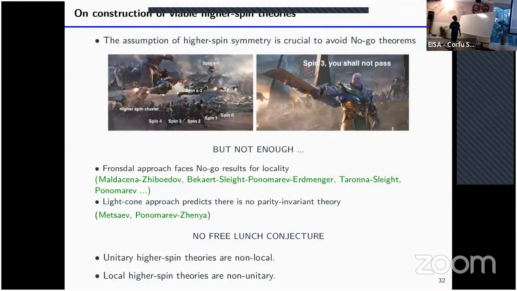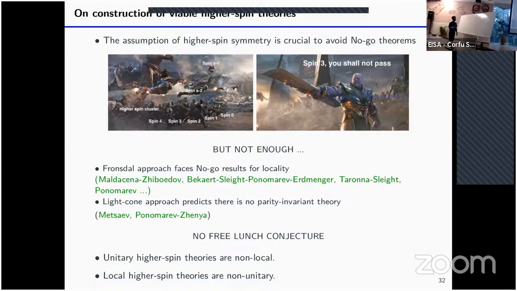Okay, so what we have learned over the years of following the construction of viable higher spin theories is that the assumption of higher spin symmetries is crucial to avoid the no-go theorems, but it's not enough. As you can see in the literature, if you use the Vasiliev approach to tackle the problem of constructing viable higher spin theories, you soon will face the no-go result for localities. And also the light-cone approach predicts that there are no local parity invariant higher spin theories, okay?